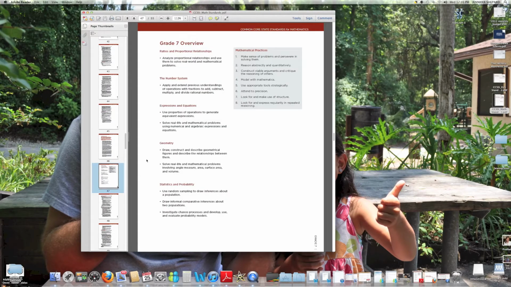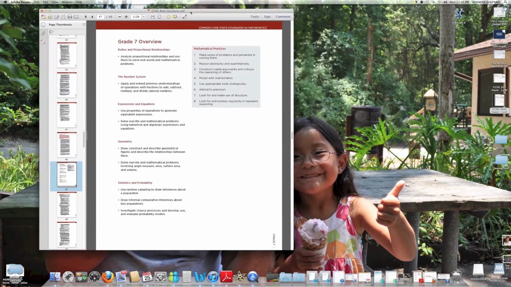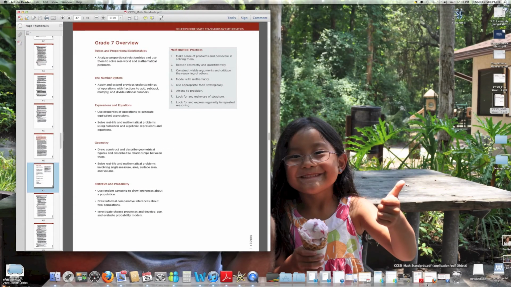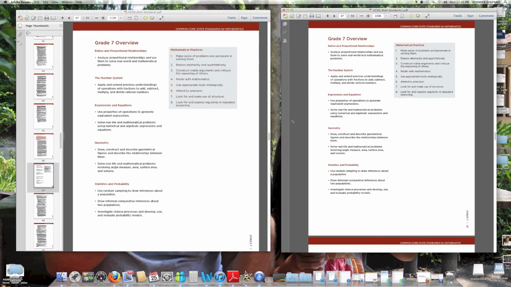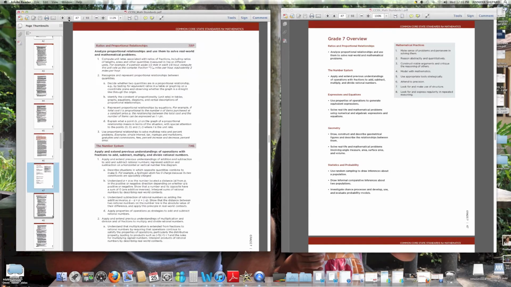Now, once we've seen the overview, now we can get into the specific standards. To help us connect the standards to this overview, I'm going to pull up another page here of the grade 7 overview. And then we're going to look here at the standards. You can see that the first domain is ratios and proportional relationships, as it is listed here. This cluster is analyze proportional relationships and use them to solve real-world and mathematical problems. You can see that cluster written here. And these are the standards.